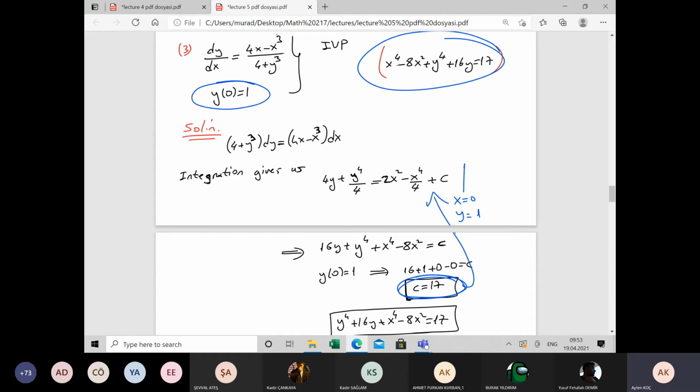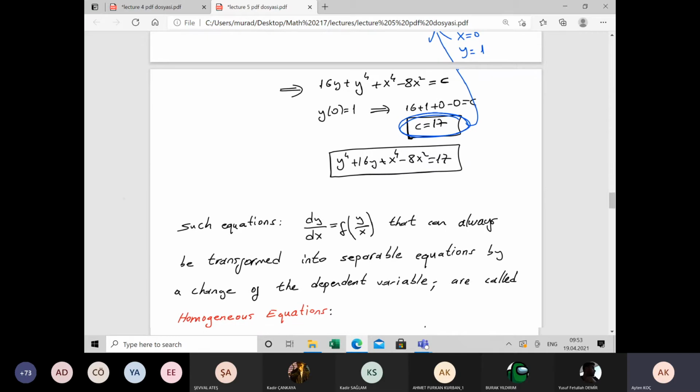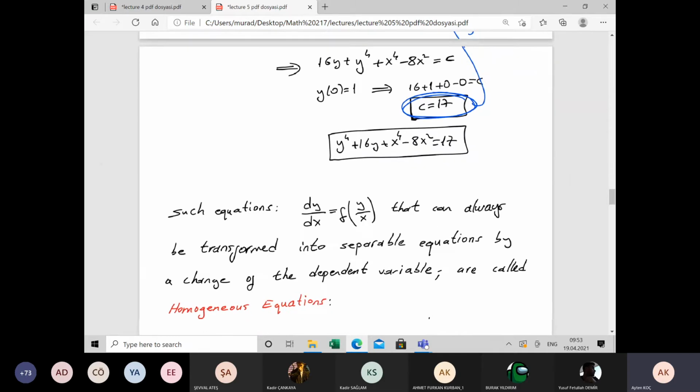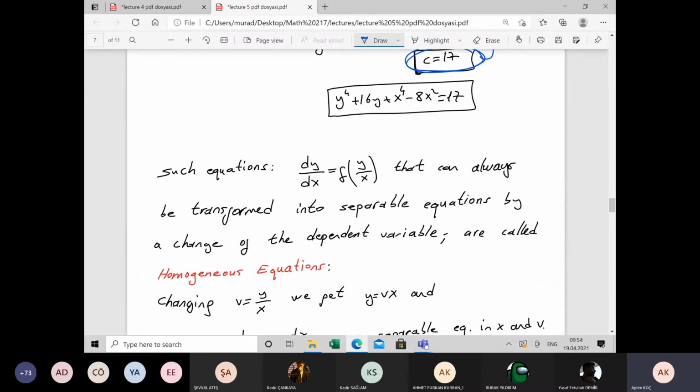Okay, no question. Now let's give one remark here, and this one is important. If our equation is in this form, what's the form? It's a first order differential equation, dy over dx is equal to f of y over x. It's a function of y over x.